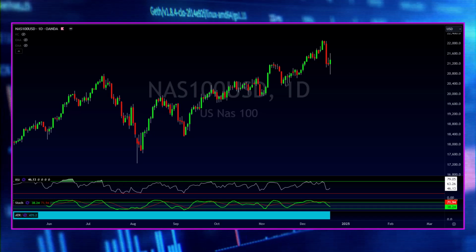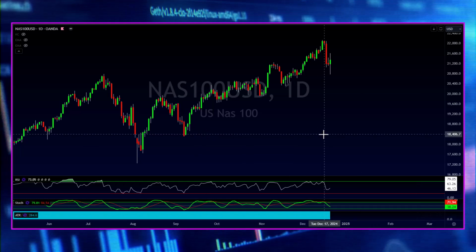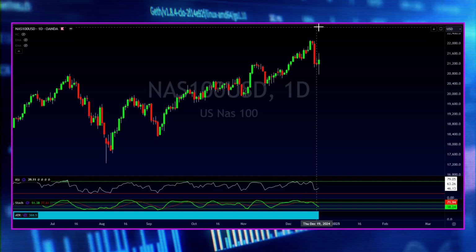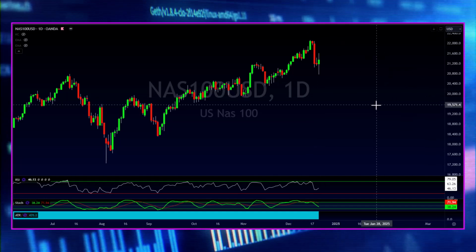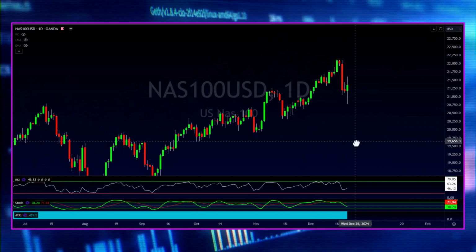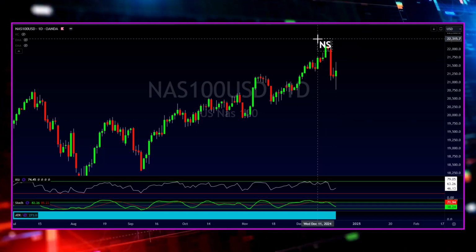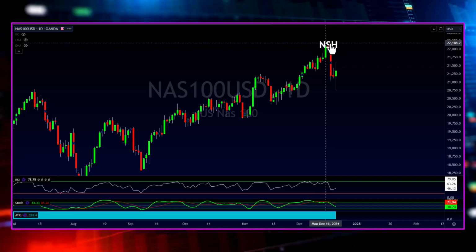So we're going to be on the NASDAQ here, and I'm going to start on the daily chart. I want to start off by reading the trend. So we're going to reverse engineer this. If I zoom in, give myself some more real estate, up here is a new structure high. This is our most recent high.